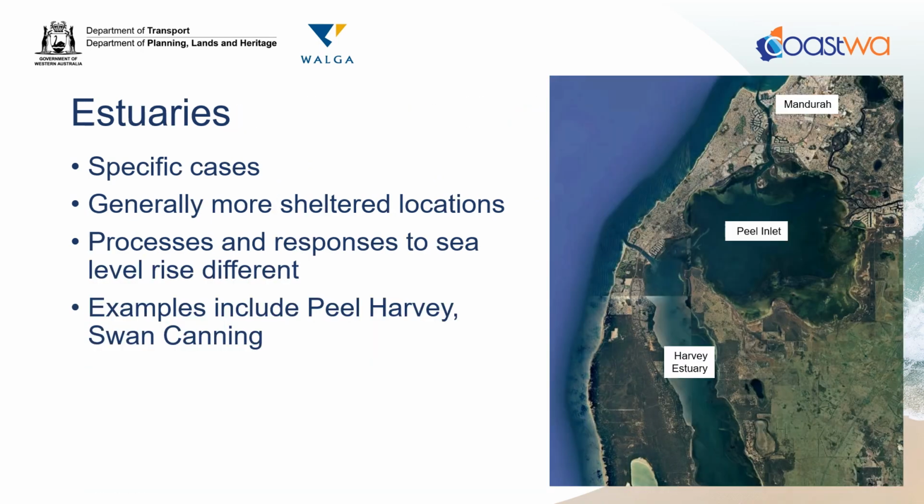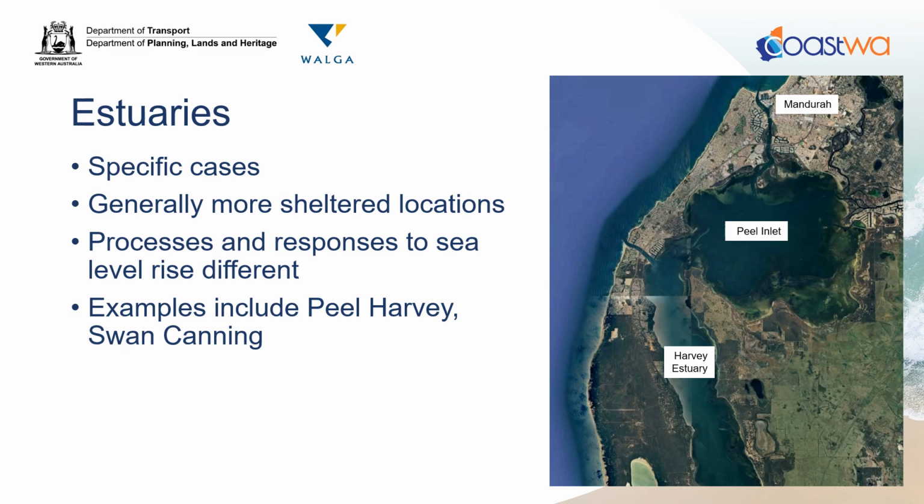The last one I wanted to discuss was the estuary case. So estuaries are specific cases which are generally more sheltered. They are inland and they have very different processes typically to those on the exposed or open coast. So the calculation and methodology in SPP 2.6 is really set up for the exposed and open coast. So estuaries are just a slightly different variation on that. They're generally pretty sheltered. And their processes and responses to sea level rise can therefore be different to what would be seen on the open coast.